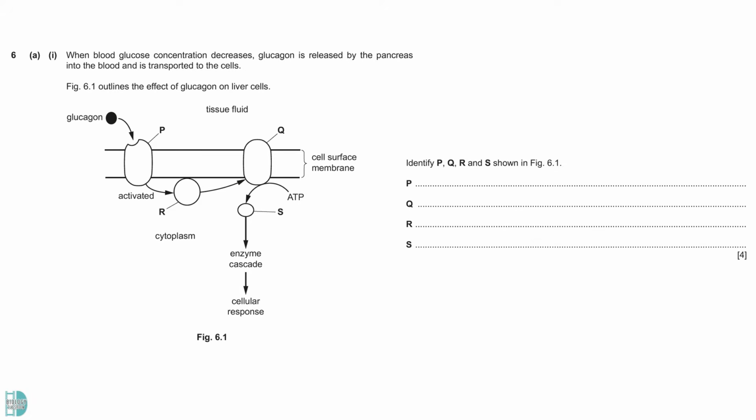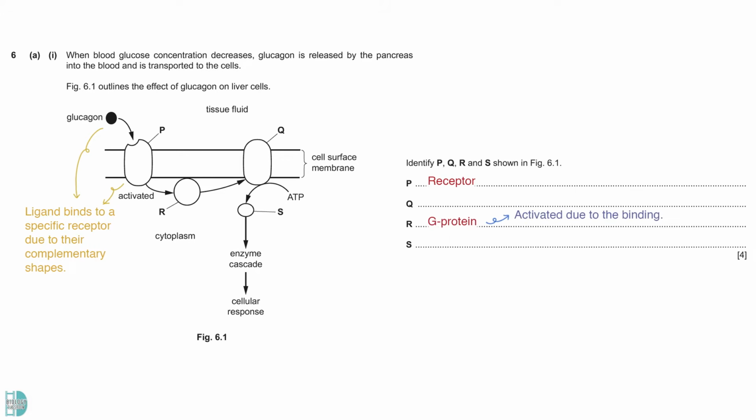Figure 6.1 shows the effect of glucagon on liver cells. The hormone binds to the receptor on the cell surface membrane. Their shapes are complementary to each other. The binding will activate a G protein. Then, the G protein will activate an enzyme called adenylate cyclase. It catalyzes the conversion of ATP into cAMP. cAMP is the second messenger.